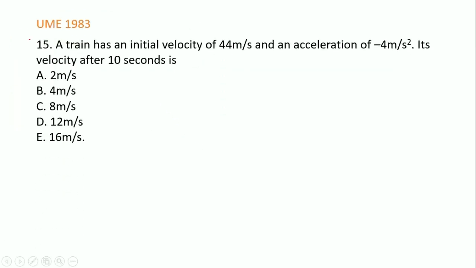Question 15 of 1983. A train has an initial velocity of 44 meters per second and an acceleration of -4 meters per second squared. Its velocity after 10 seconds is? In physics, what we like to do is always write the data first. So initial velocity u is 44 meters per second and acceleration is -4 meters per second squared, which implies that this body is decelerating. Now we're looking for its velocity after 10 seconds.